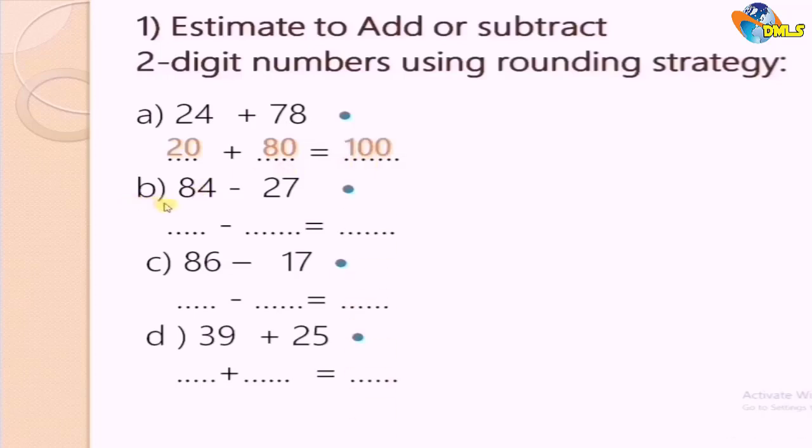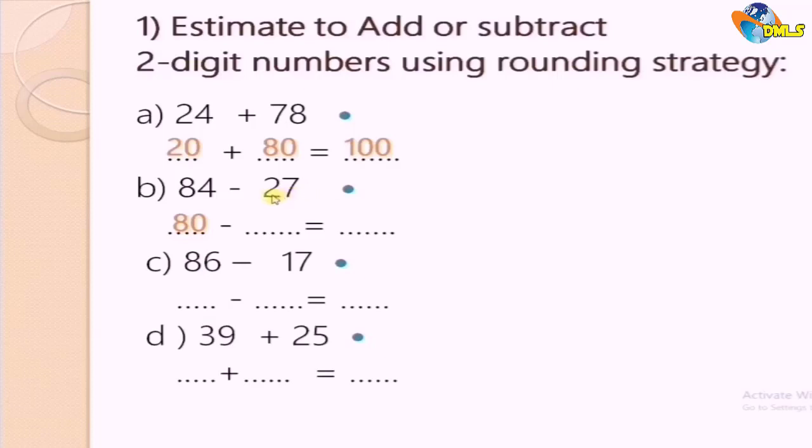Question B. 84 minus 27. We will round each number by itself, then we will subtract. 84, a two-digit number, so we will look at ones. The ones digit here is 4. 4 is a weak number, so we will round down, and 84 will be 80.